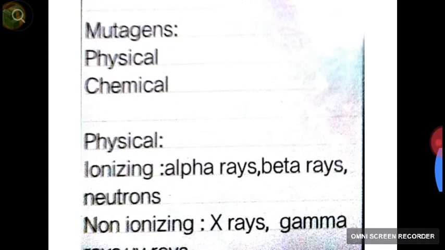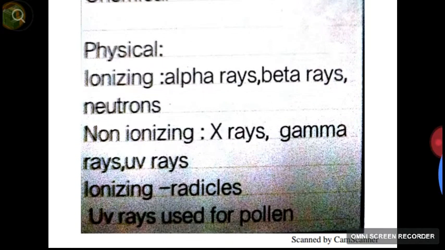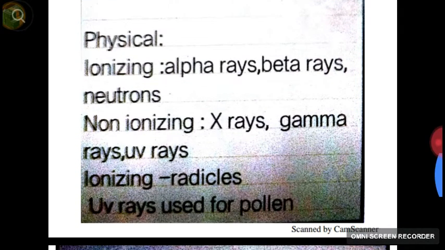What do you mean by mutagen? The agent which causes mutation can be termed a mutagen. Mutagens are of two types: physical mutagens and chemical mutagens. Physical mutagens are again of two types: ionizing radiations and non-ionizing radiations. Ionizing radiations are alpha rays, beta rays and neutrons. The shortcut is ABN.